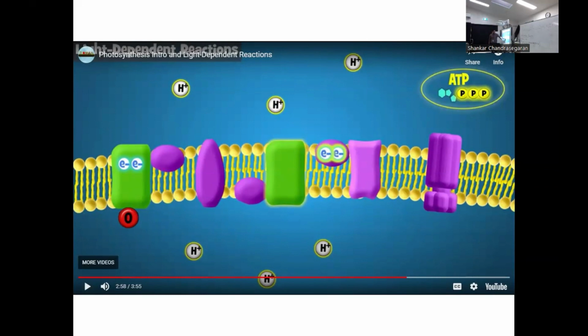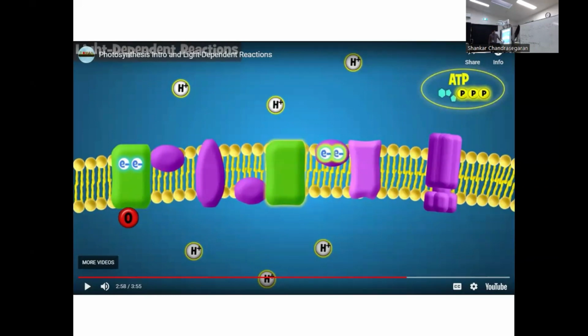While also eventually getting to another membrane protein where it will bind together with NADP plus to become NADPH. Okay, that is the charged version. NADP plus is the uncharged, NADPH is the charged version. That is one part completed.